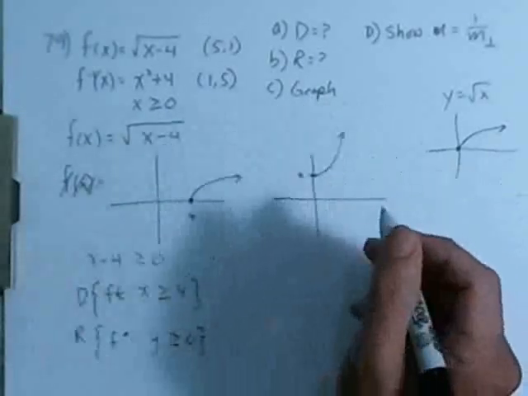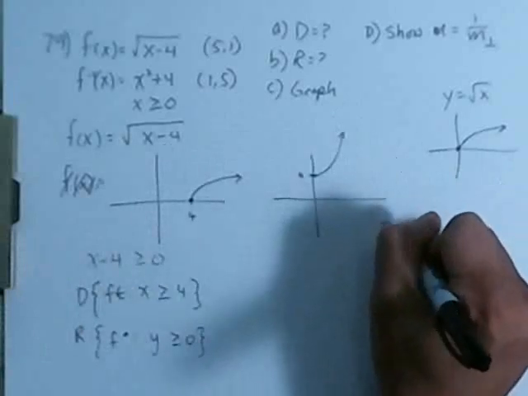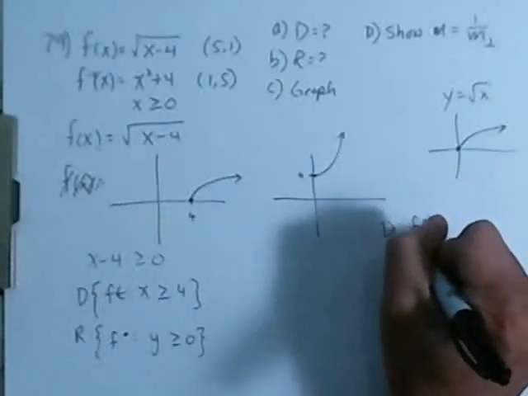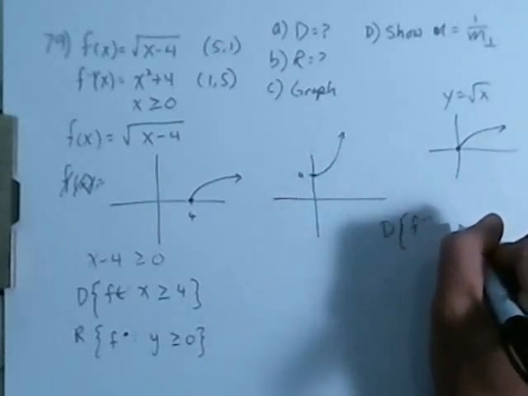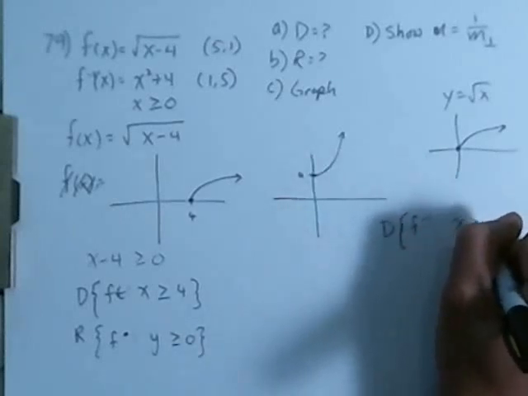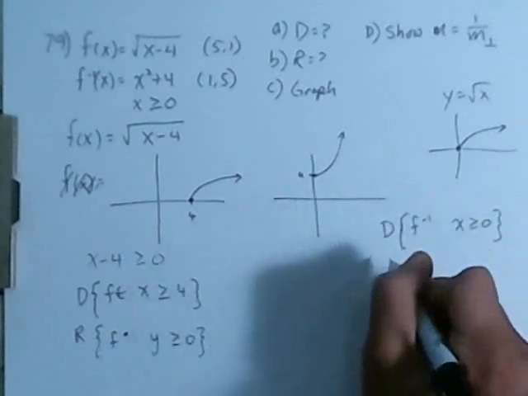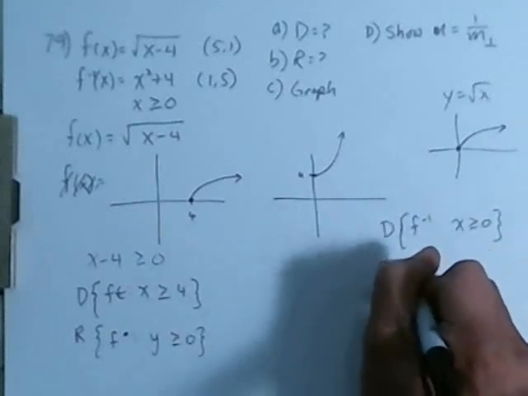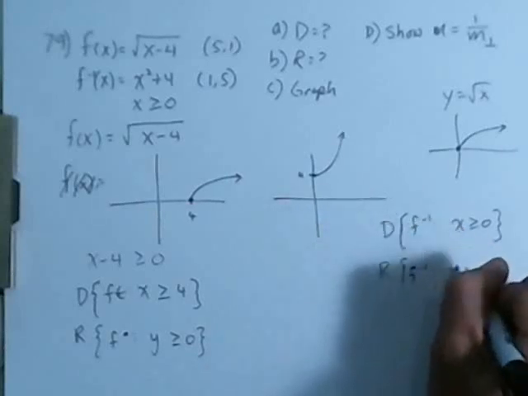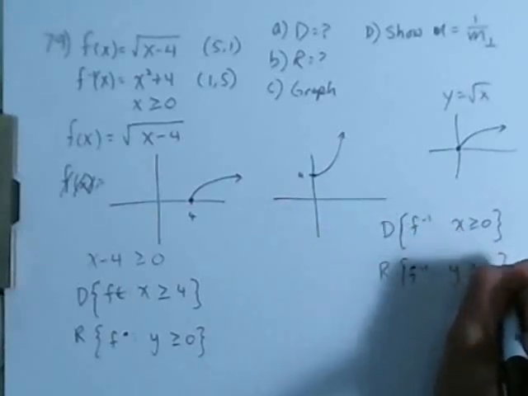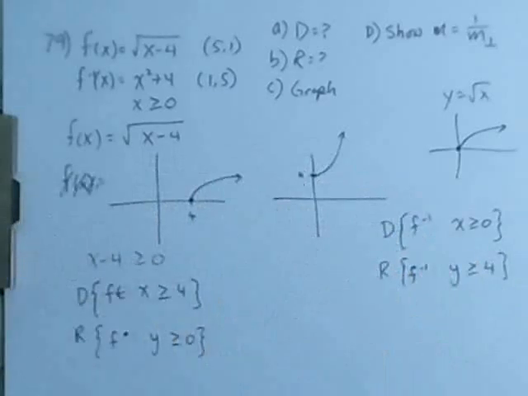So just by looking at the graph, you can tell what the domain is for the f inverse function. As such, that x value is going to be greater than or equal to 0. And what's the range of the f inverse? Is such that y is going to be greater than or equal to 4. Just by looking at the graph.